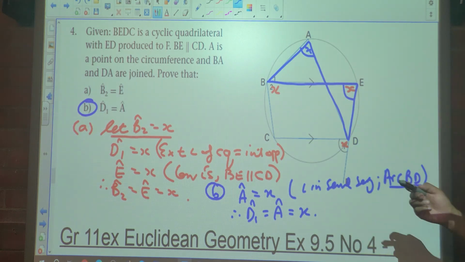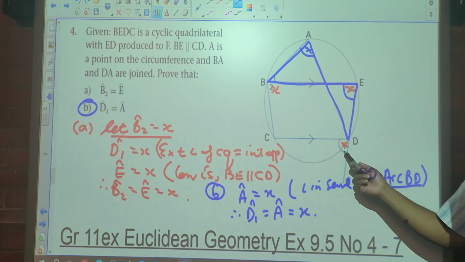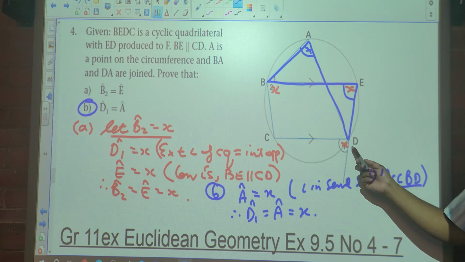Now that girlfriend there, she didn't use this one. So she's first going to prove that D1 is X. She wants a lot of X's in her life. Only a joke.